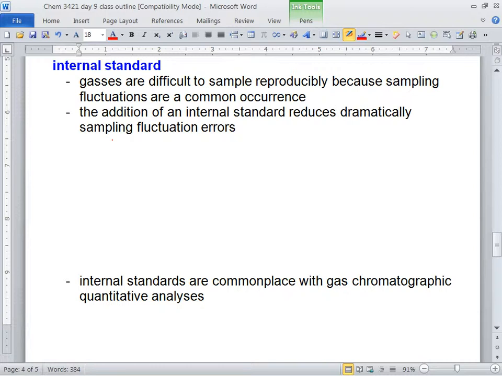Now we picked on Danielle. Who haven't I picked on? Marlene, I haven't picked on you. What's a sampling fluctuation? What do you think that would be?